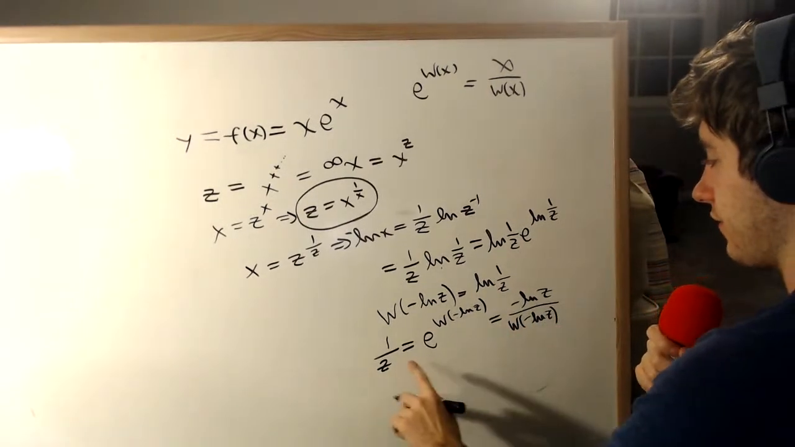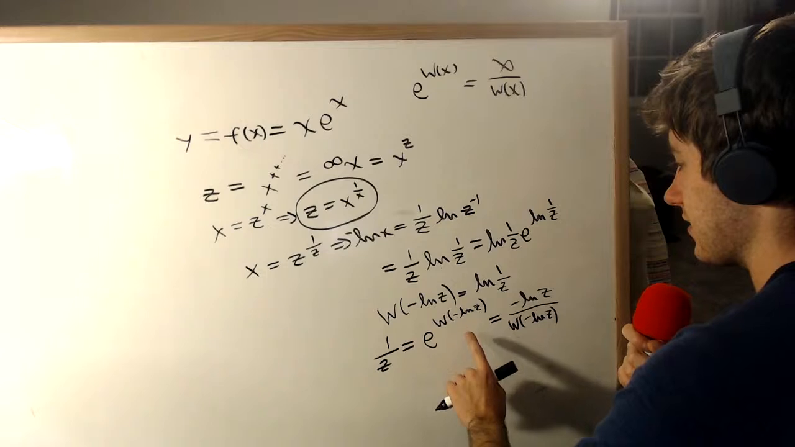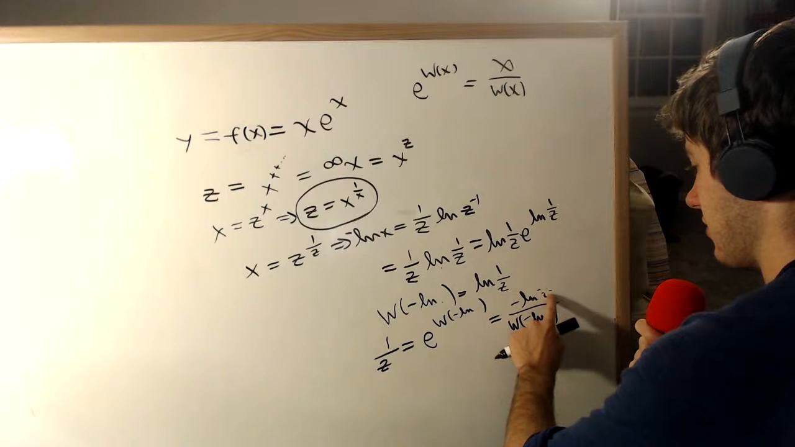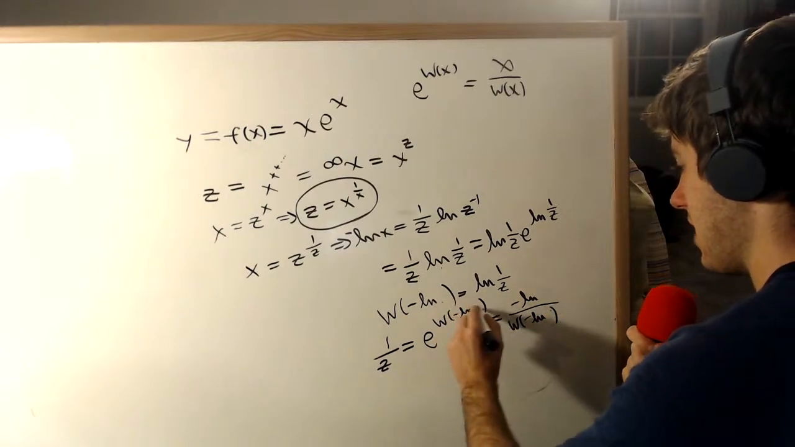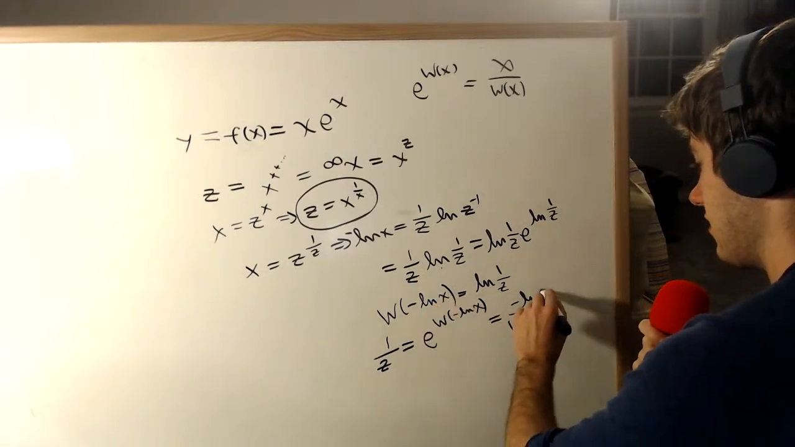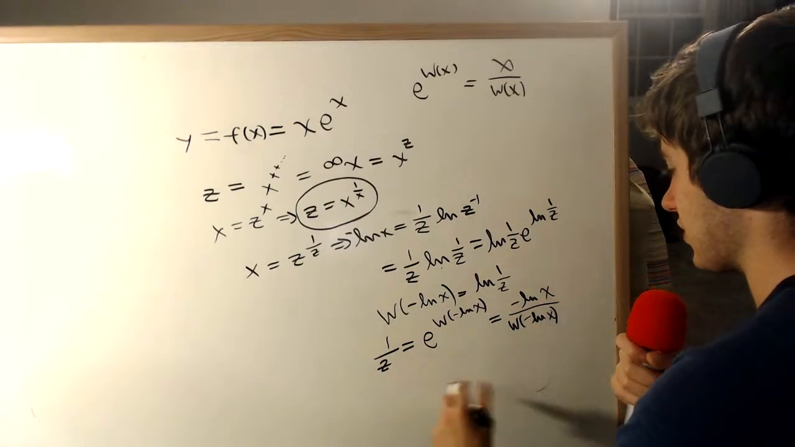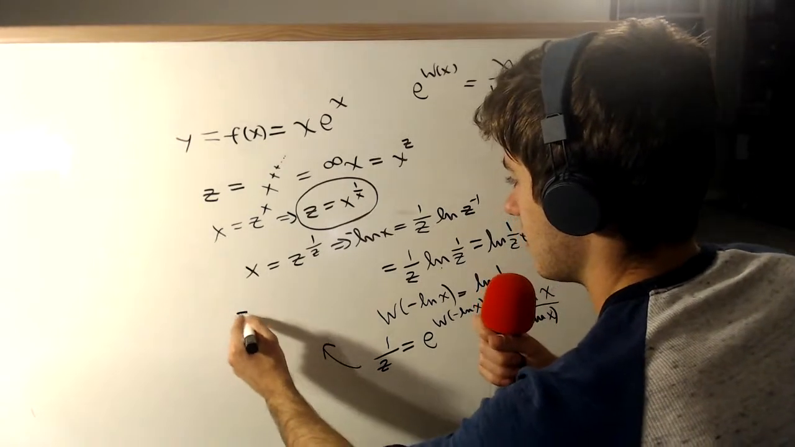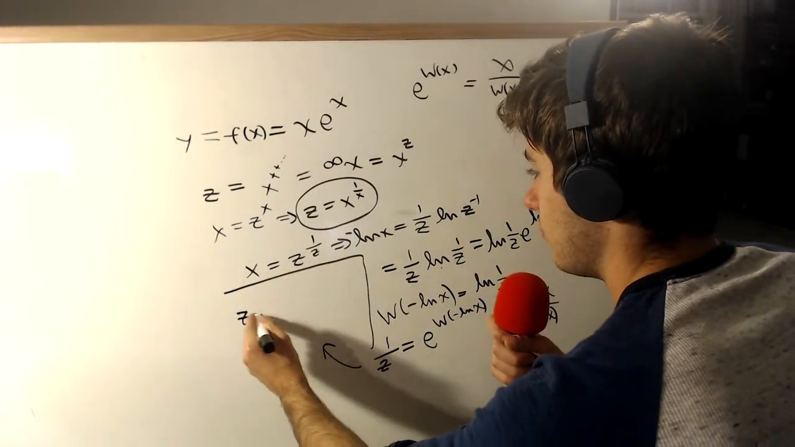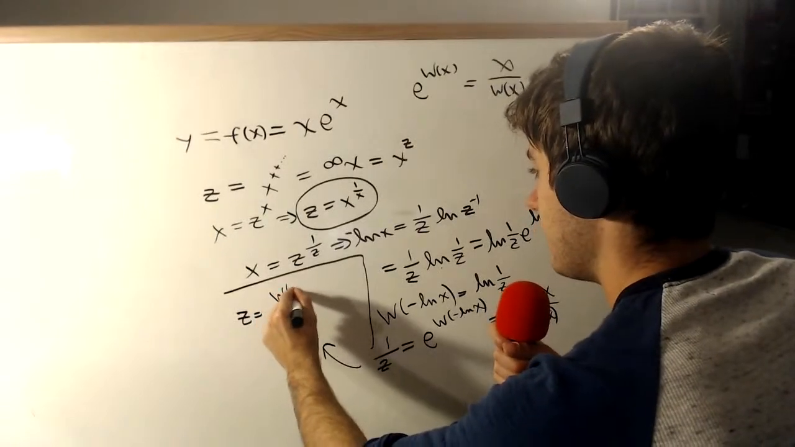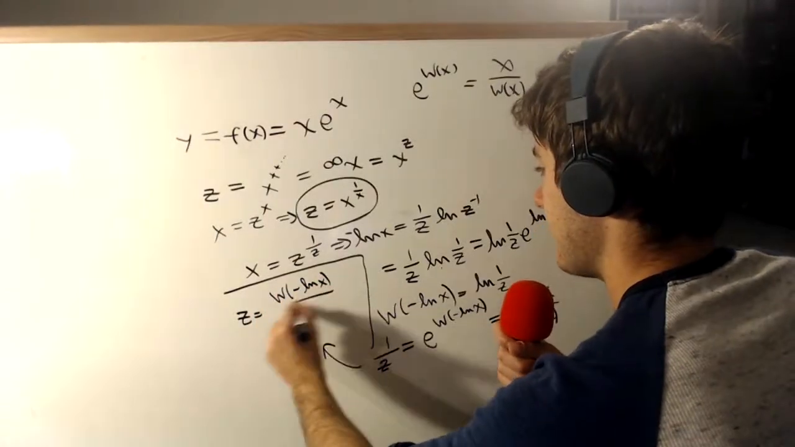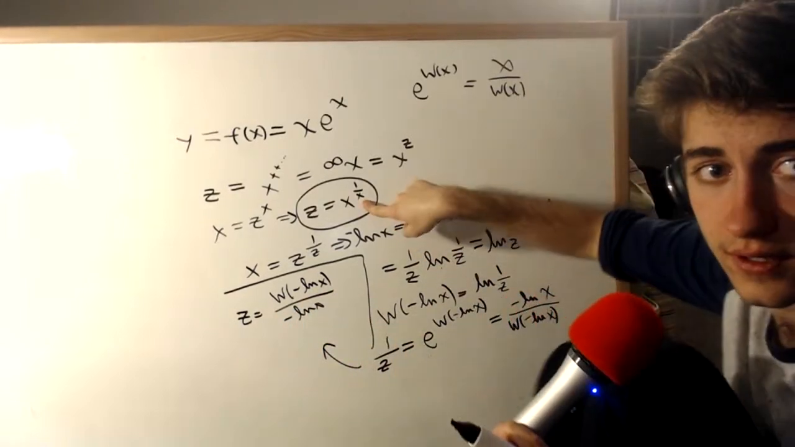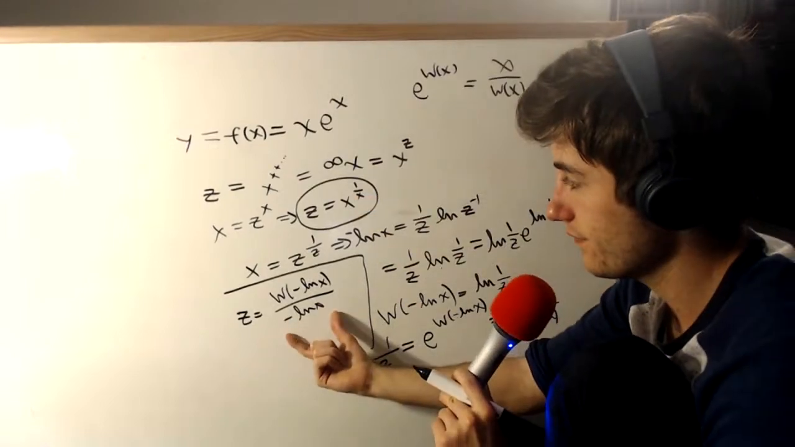And then we want to solve for, and these should all be x's. My mistake, sorry. This should be an x, this should be an x, this should be an x, and this should be an x. My bad. Sorry. We're solving for z. So now we just reciprocate both sides, and we get that z is equal to W of negative ln x divided by negative ln x. So notice the inverse of this function is this funky looking thing.